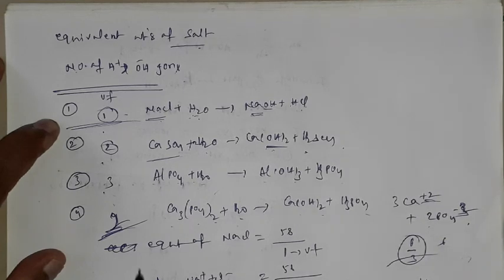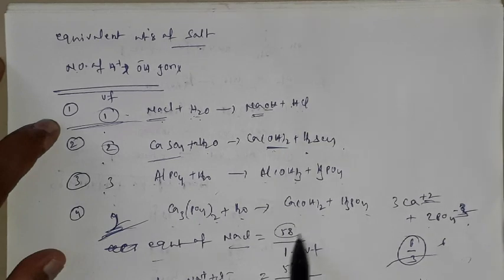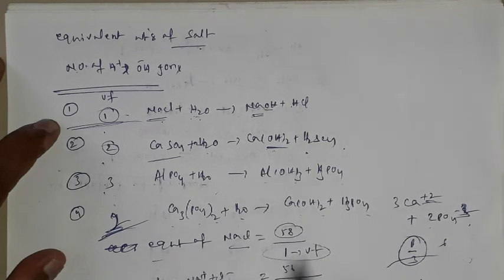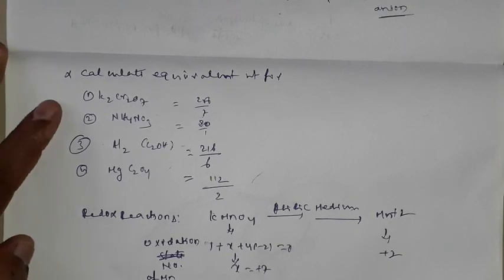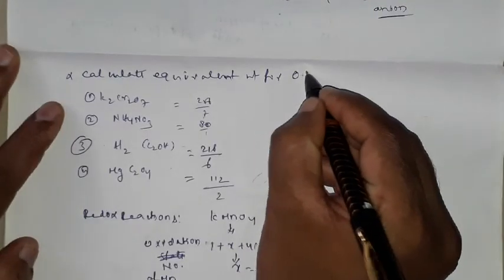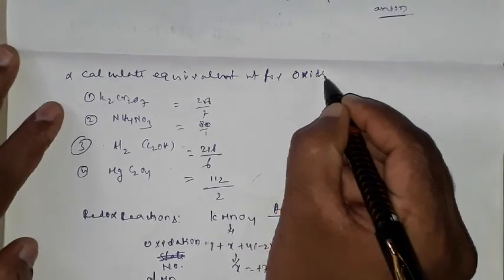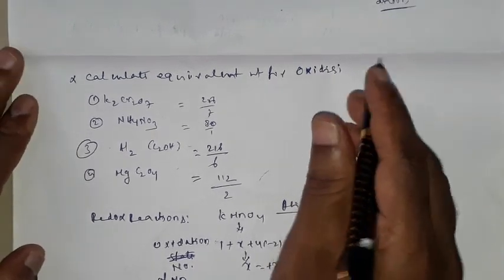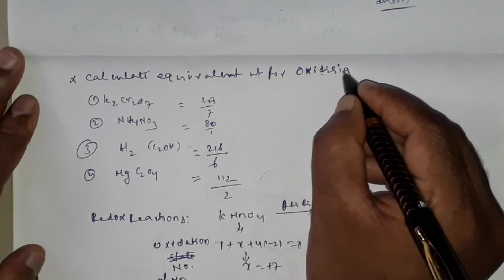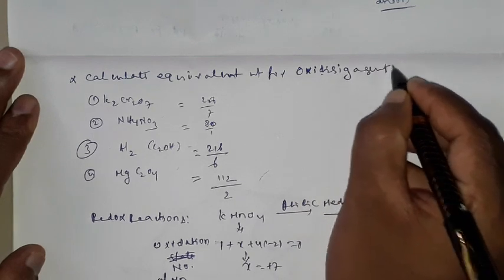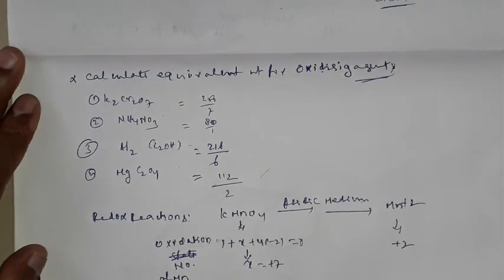Right. Then we can consider the equivalent weight of NaCl as 58 divided by the valence factor. The valence factor of NaCl is 1. Okay. Next, the other compounds we are going to discuss here: equivalent weight for oxidizing agents.